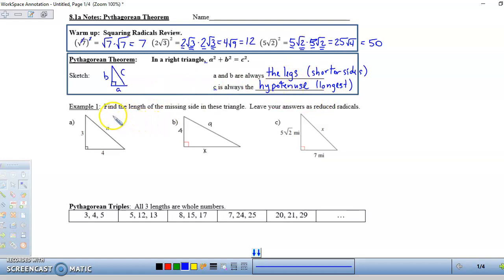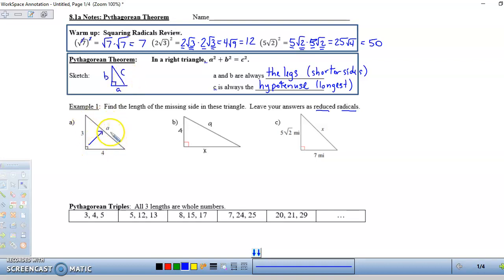So here we're going to try some of these. Find the length of the missing side in these triangles. Leave your answer as a reduced radical. So what we're going to start doing is practicing leaving it in this radical form if it's not a perfect square. Okay, so here we have the right angles here. The C value, another way you can look at it is the C value is always opposite the right angle. So that's another way to look to see which one is the hypotenuse.